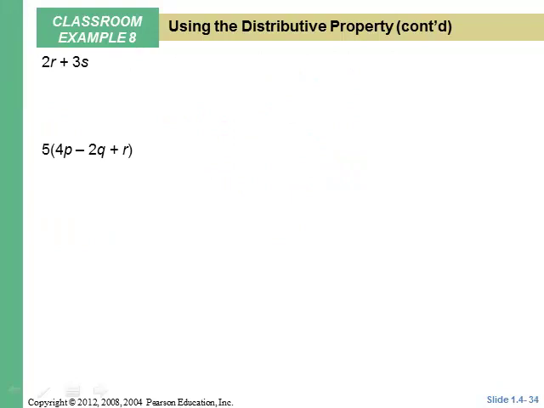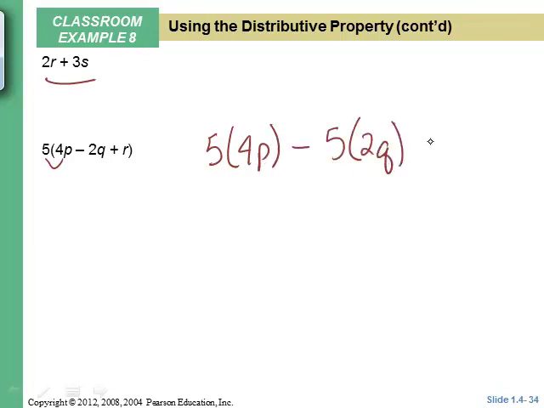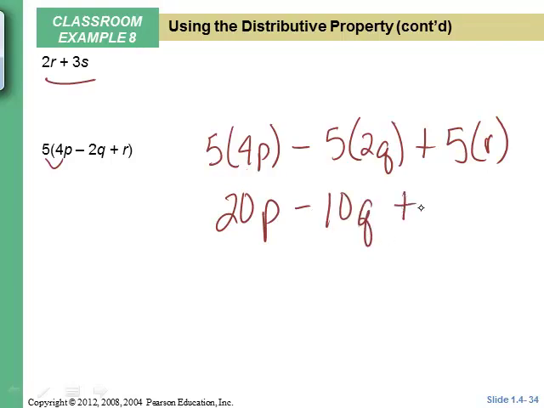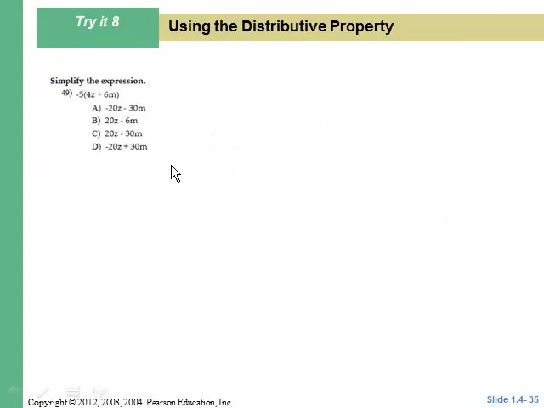Try this one. We've got 2R plus 3S. Notice there's nothing to distribute, and so that is actually our answer. 5 we're going to distribute, so we'll have 5 times 4P minus 5 times 2Q plus 5 times R. 5 times 4 is 20P. 5 times 2 is 10, so it's minus 10Q plus 5 times R is 5R. And that's as simplified as it gets. You simplify this one, and when you're ready, I'll show you how I did it.